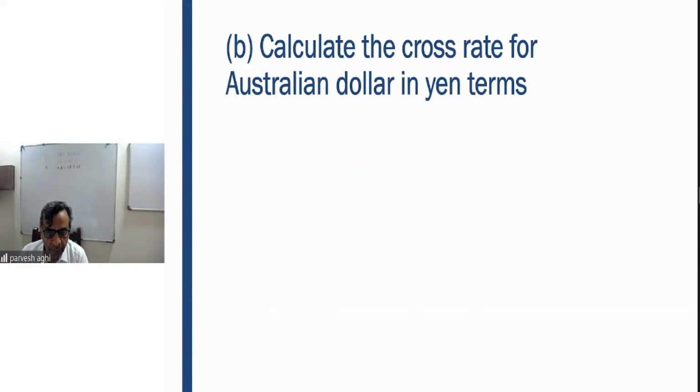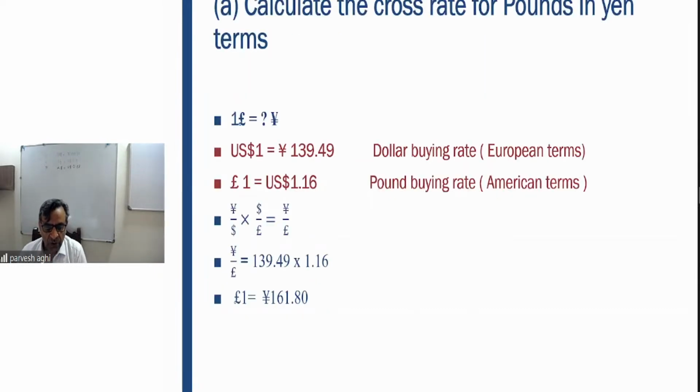Pound to yen. So this is what you're talking about. Now look at this, Tanisha. Here we want to calculate the cross rate for pounds in yen terms, which means I want to find the price of 1 pound in terms of yen. So who am I? A Japanese guy. I'm looking to buy a pound because I'm going to travel to England. So I need a price of a pound.